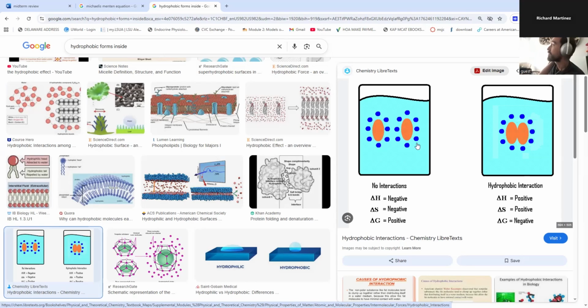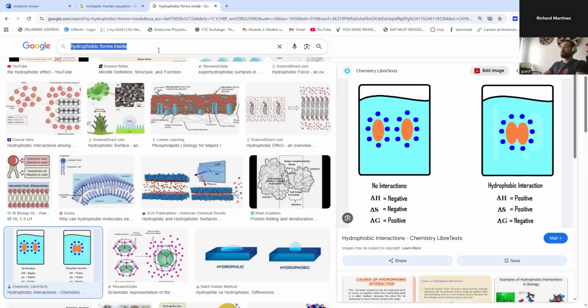The reason for this is that the water is going to form around it. But then when another hydrophobic portion is put in here, they're going to want to form together. And now we're going to see these water molecules form all the way around them. So now it's going to be more of a spontaneous reaction, where delta H turns positive and delta S turns positive.